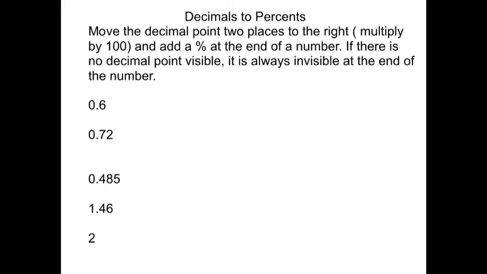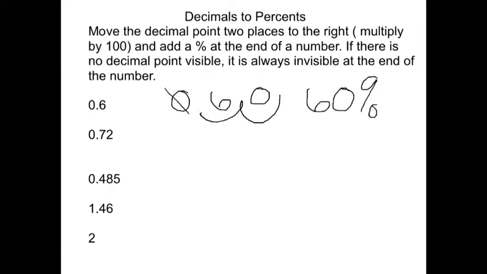So I'm going to start with 0.6. If I have 0.6, I'm going to take the decimal point and move it 2 places. When I move it 2 places, I have an empty spot, a placeholder. I need to put a 0. So that's going to equal 60%. I don't need this 0 anymore at the beginning of the number, because we don't say 060. We just say 60.